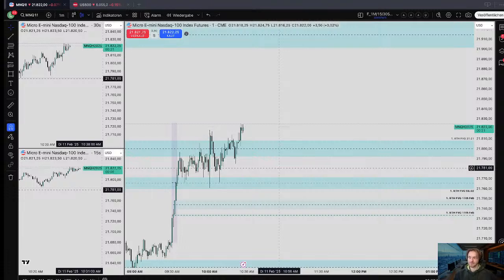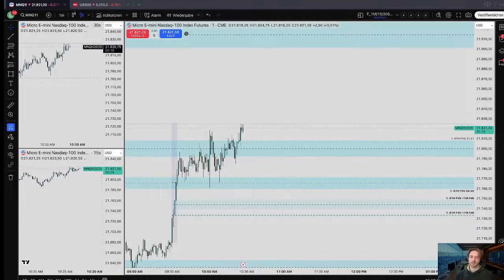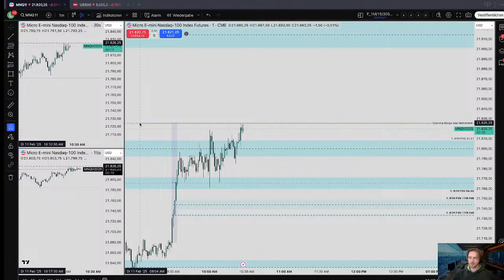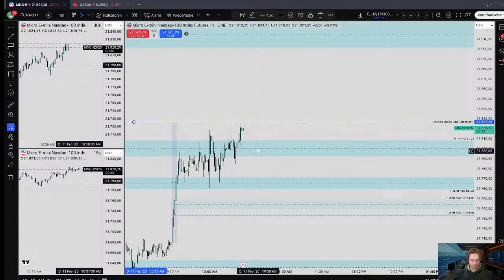That's a mess today. Right now we're at opening range gap higher. There we go. No, that's wrong. Come on. Opening range gap high. There it is. Right now we're on it.